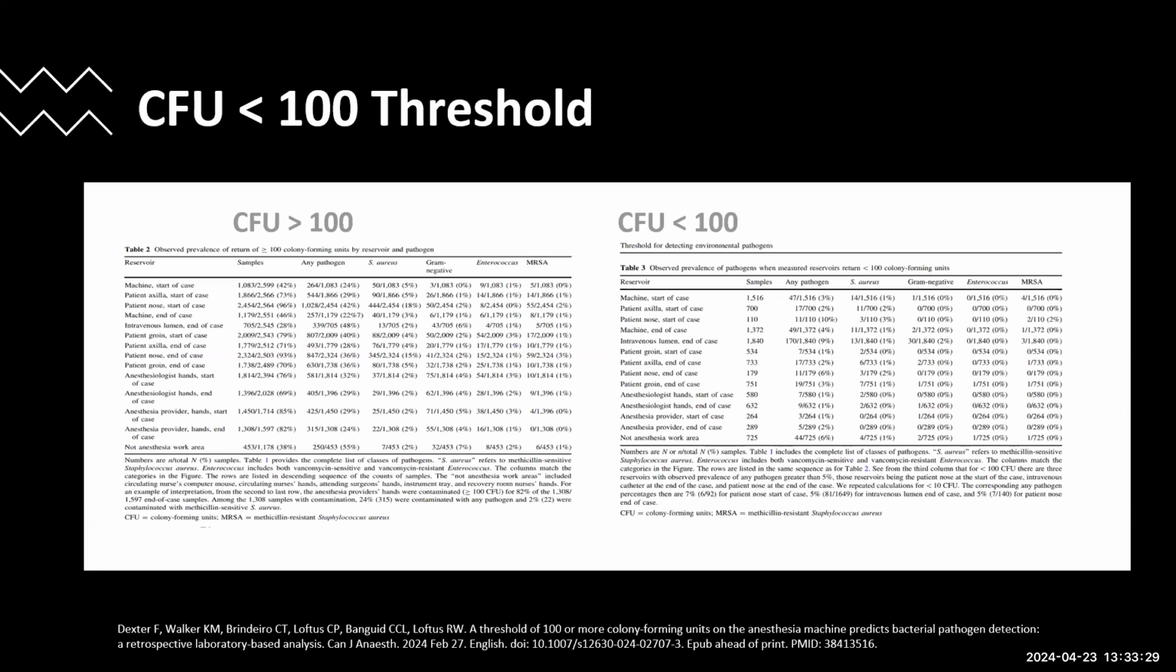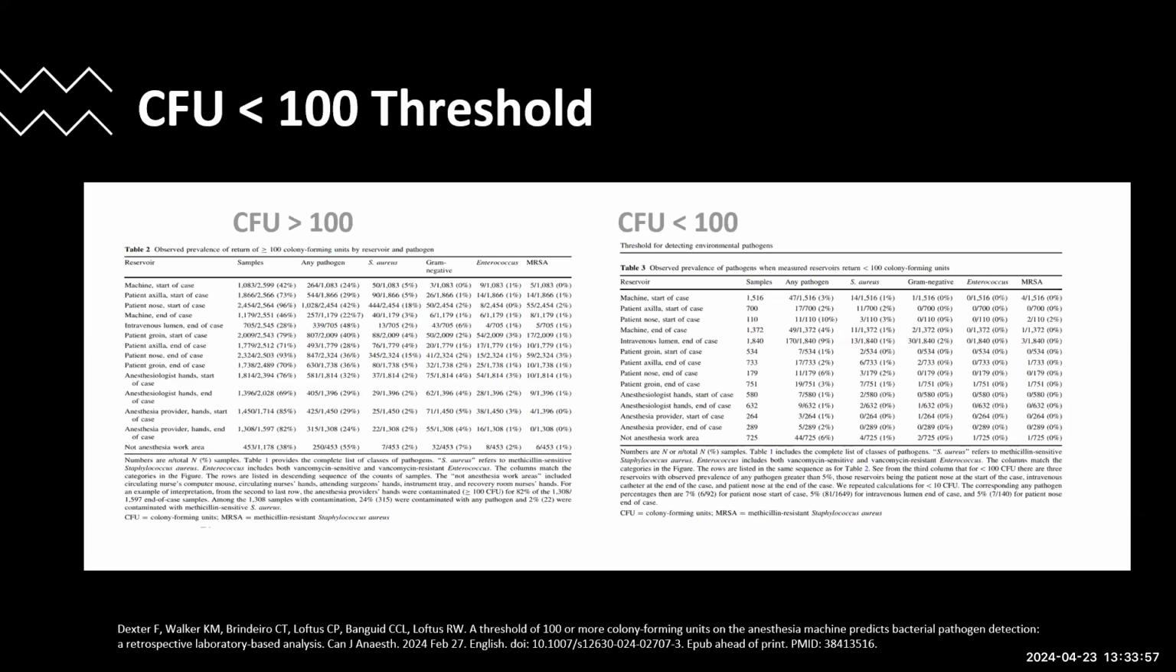And on the right, you have CFU less than 100, but you look at the machine at the start of the case, you look at Staph aureus, and it's 1%, which is essentially negligible. So when the CFU is greater than or equal to 100, then you have increased likelihood of detecting a major pathogen that can move from a non-sterile site to a sterile site and cause an infection. And it's that movement that you want to block.